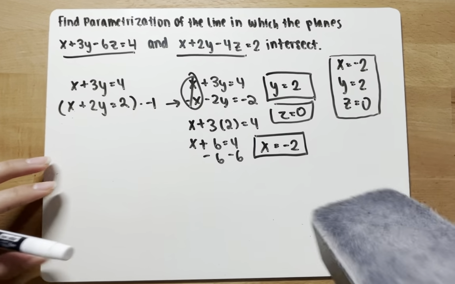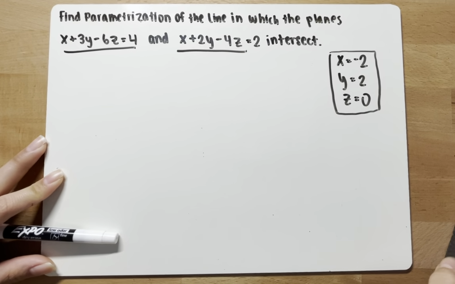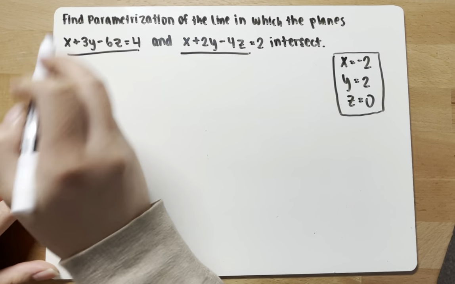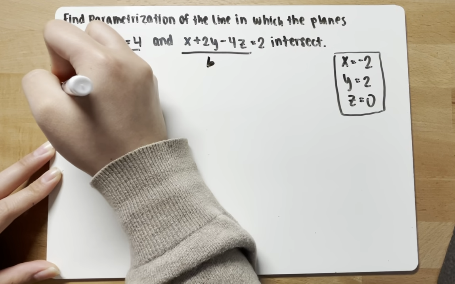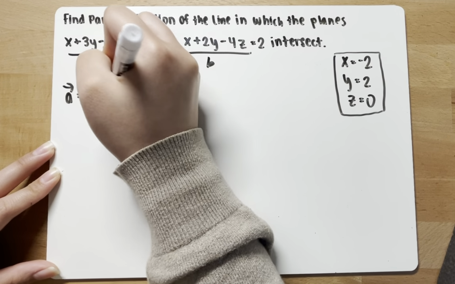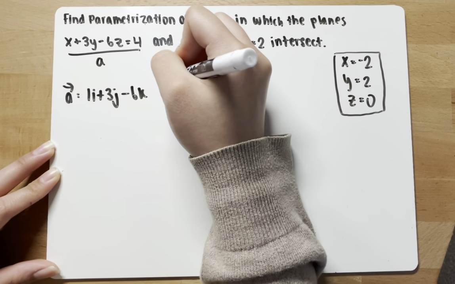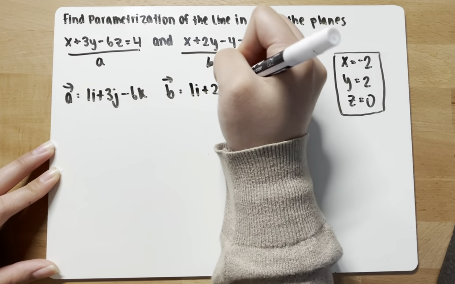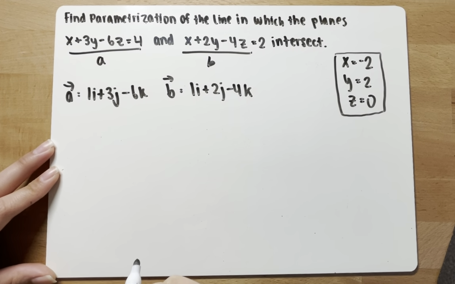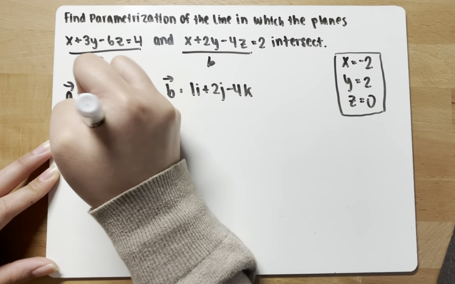The next step is to find the normal vectors for both planes. A normal vector is just a vector in ijk form. Let's call this vector A and this vector B. The normal vector for A would be 1i plus 3j minus 6k, and for vector B, you would have 1i plus 2j minus 4k. After you get the normal vectors for both planes, you are going to find the cross product. So you do A cross B.